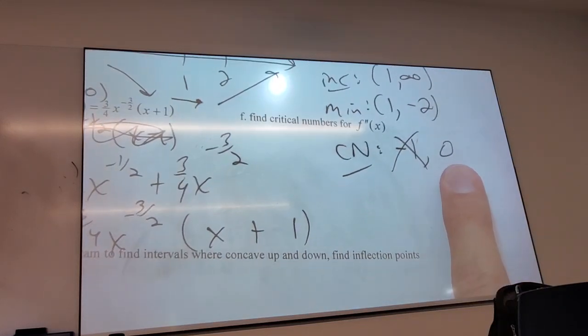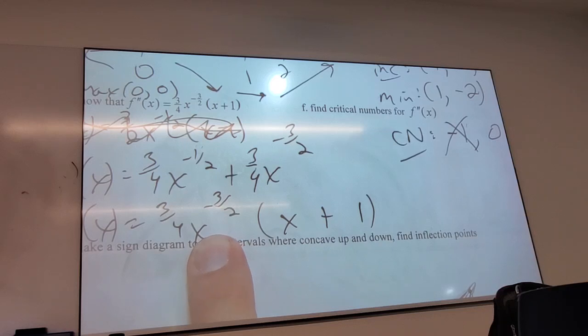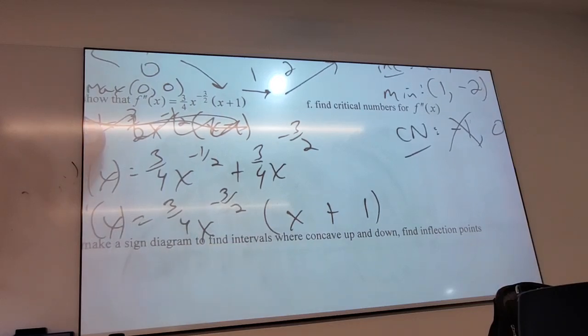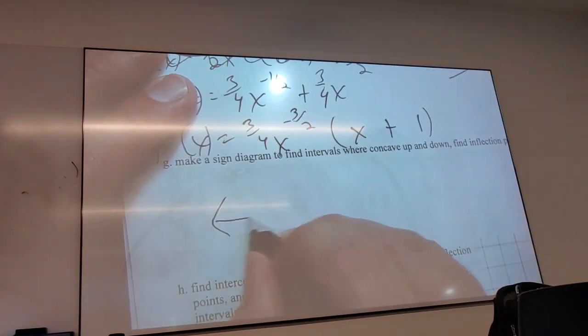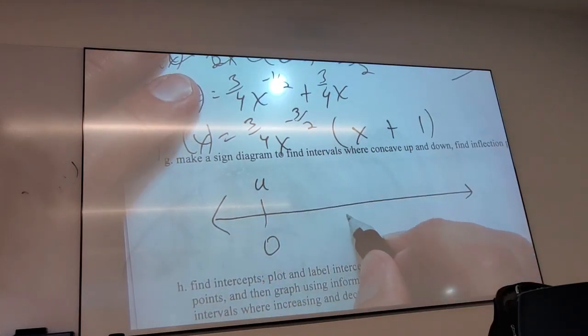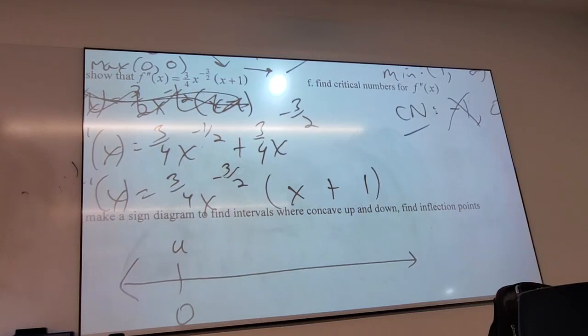And why is 0 a critical number? Because it was one before. No. Why is 0 a critical number right now? Oh. Because it makes this undefined. I love it. Okay. So if I make a sign diagram, so it's 0, it's undefined. What's neat is, are there any other critical numbers in our domain? No.